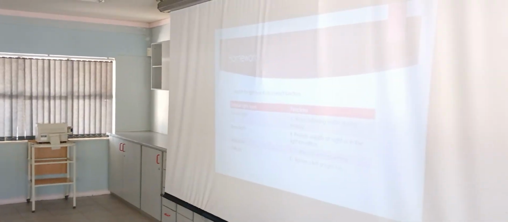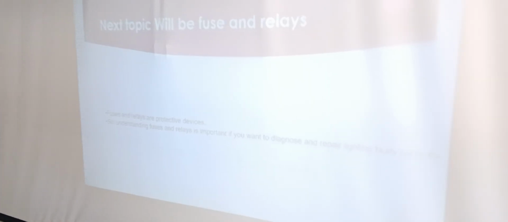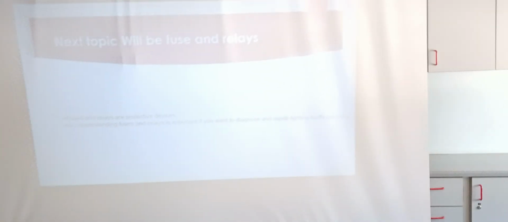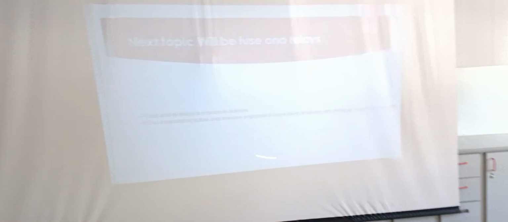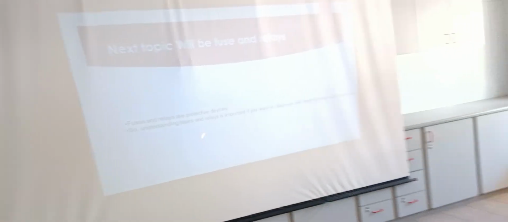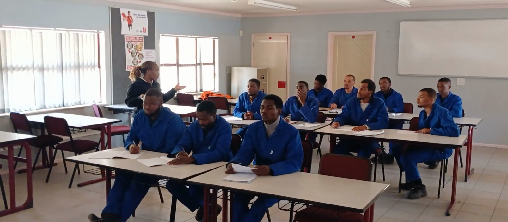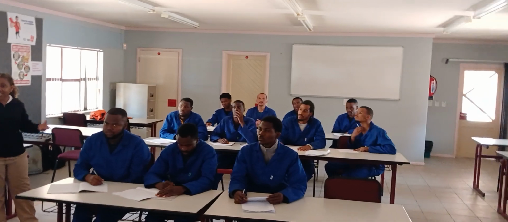Alright. And then our next topic for our next lesson, we are going to discuss the fuses and relays. We are going to understand the different types of fuses. The numbers we have, 10 and 5 and all that. So we are going to discuss it. And the relays, we are going to discuss them. I hope you know a clue about these two.